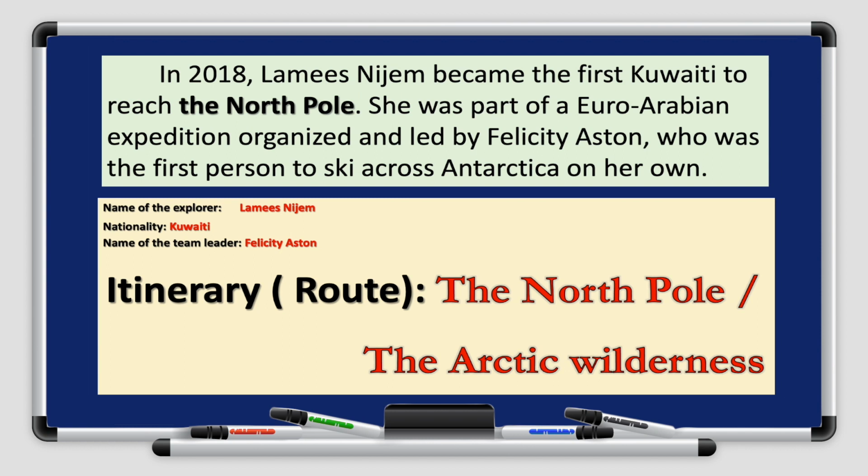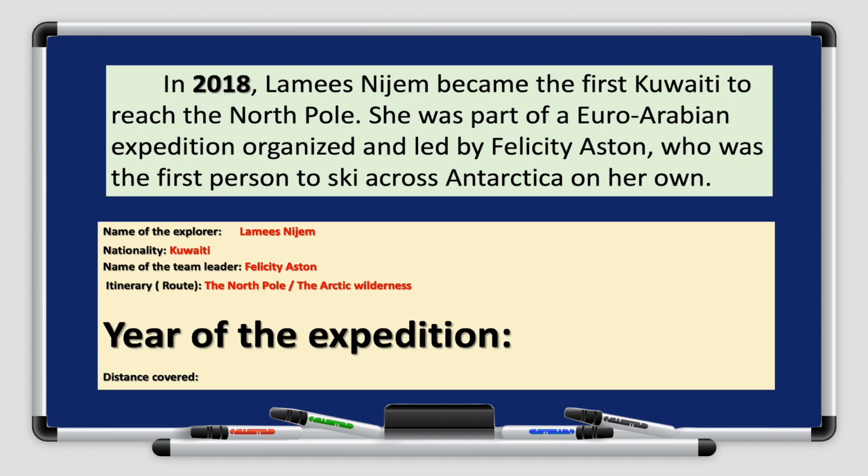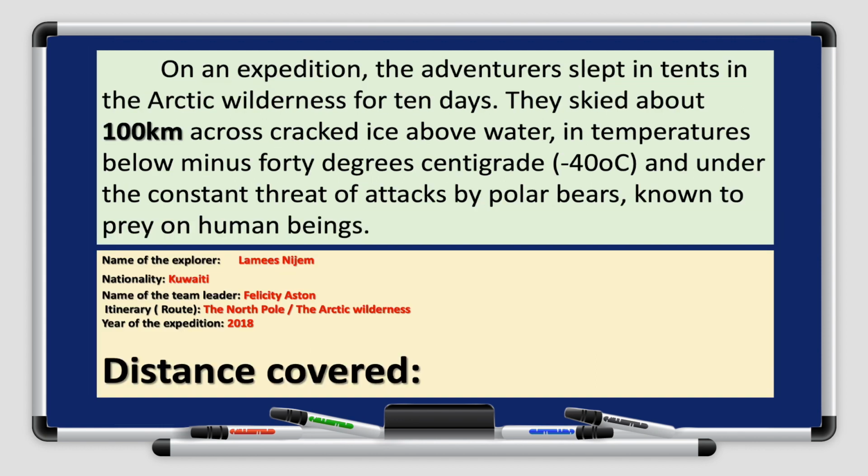All of the answers are present and are found in the text in front of you. The year of the expedition, the first couple of words, in 2018. The distance covered, you have to read the text. It is in another paragraph. They skied about 100 kilometers across cracked ice above water. So the distance covered is 100 kilometers.